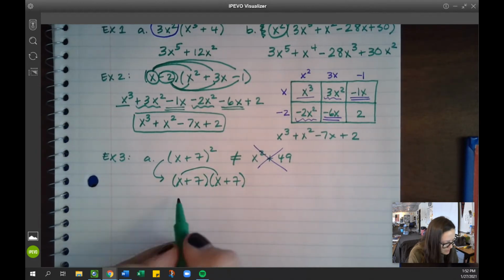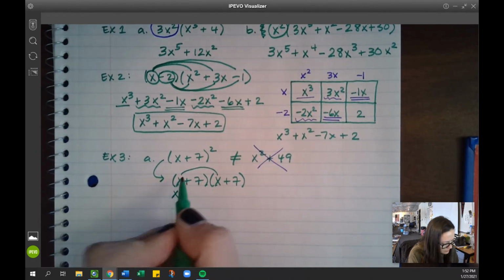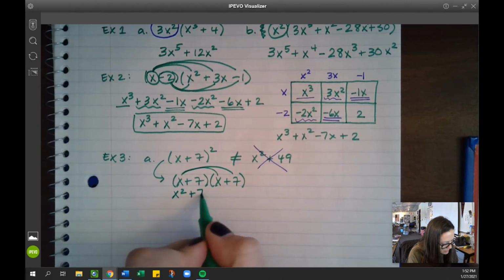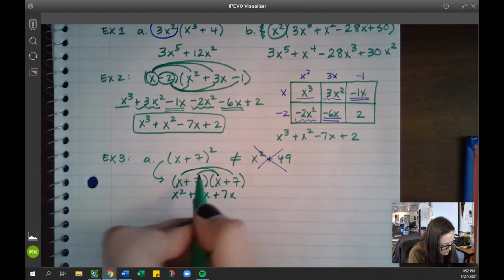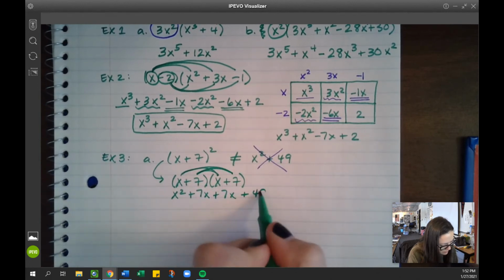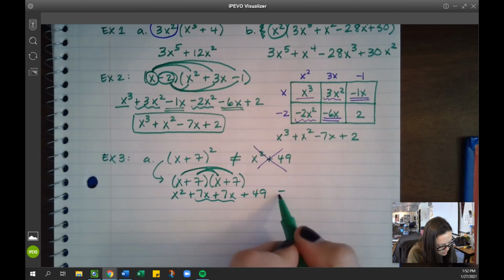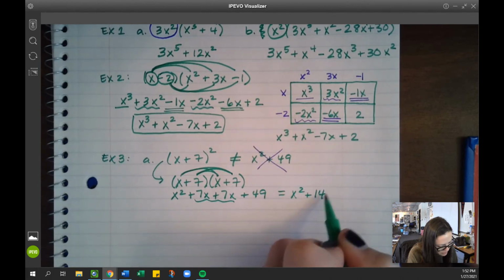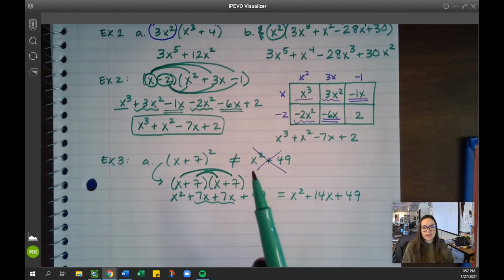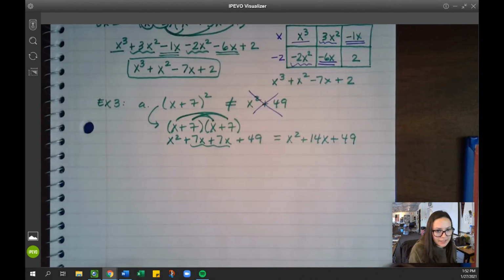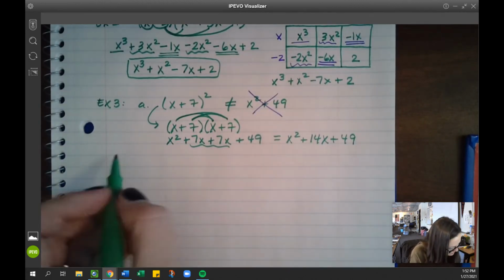So I would do x times x, then x times 7, then 7 times x, then 7 times 7. Combining like terms, we get x squared plus 14x plus 49. And that would be the final answer. So you can see if you just do x squared plus 49, you're missing out on that 14x term in the middle.